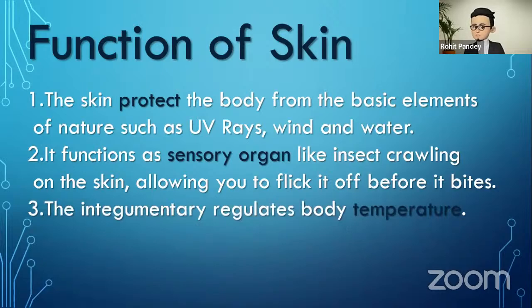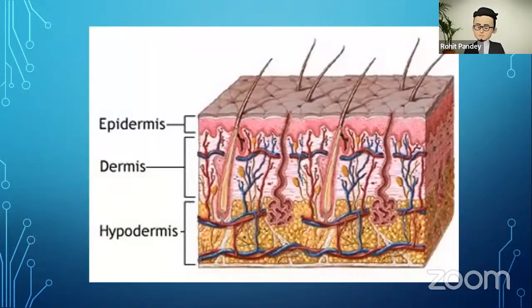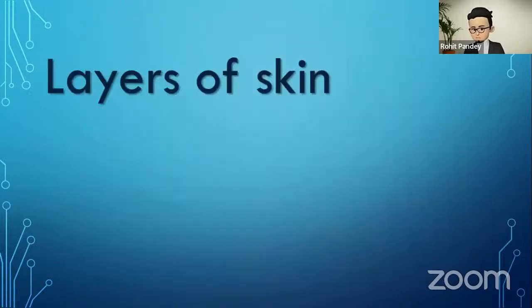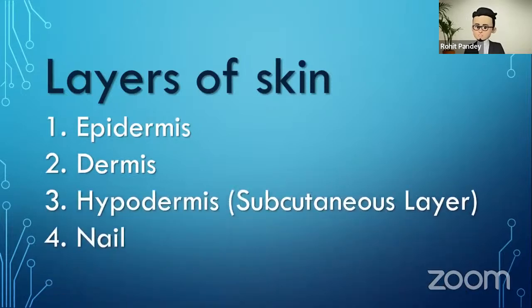The integumentary system regulates body temperature. And melanin is responsible for skin color as well, so it helps prevent damage from UV rays. Epidermis, dermis, and hypodermis are the layers of the skin. The hypodermis is also known as the subcutaneous layer. And then there are nails.